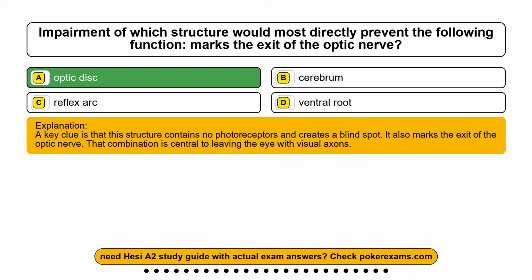A key clue is that this structure contains no photoreceptors and creates a blind spot. It also marks the exit of the optic nerve. That combination is central to leaving the eye with visual axons.